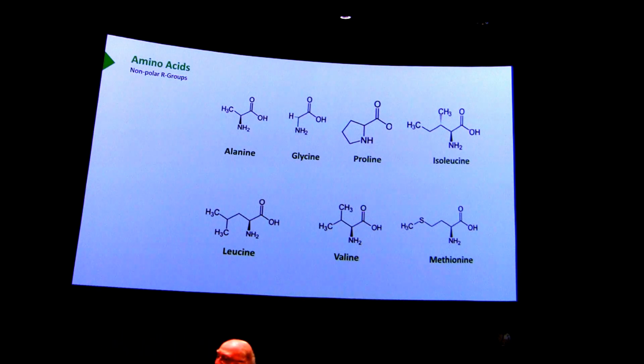We see up here methionine on the lower right. Methionine is the only one up there that has a sulfur. You also saw a sulfur in cysteine. And in fact, cysteine and methionine are the only two that contain sulfur.